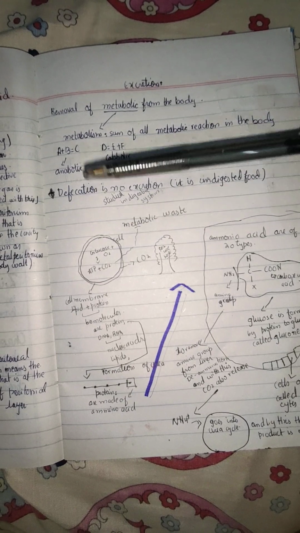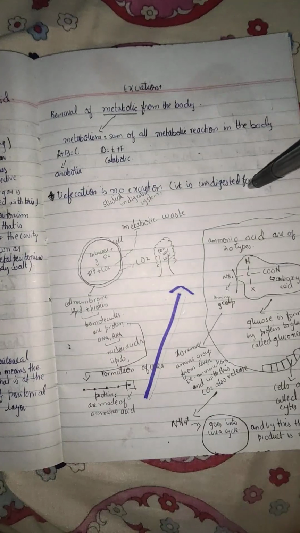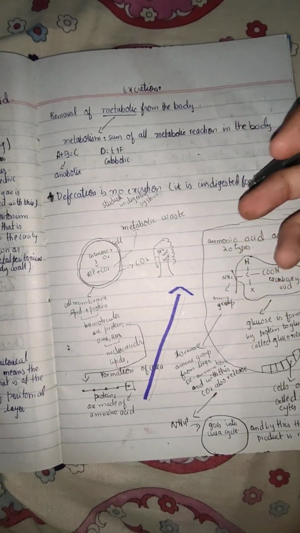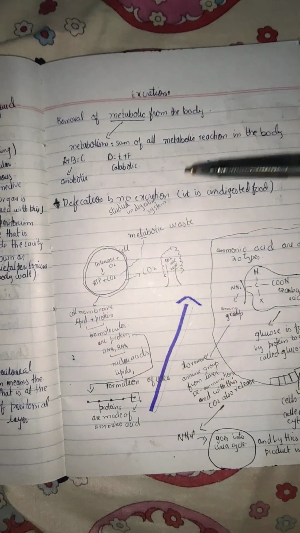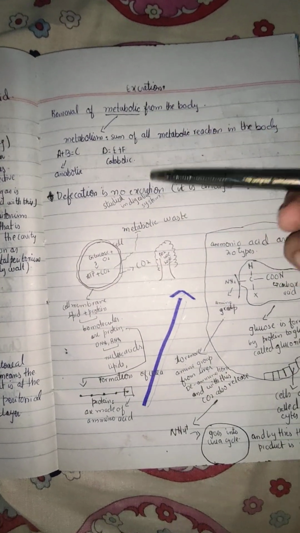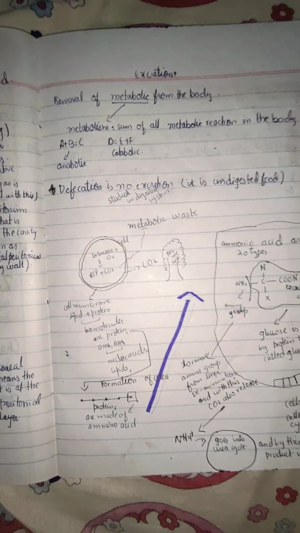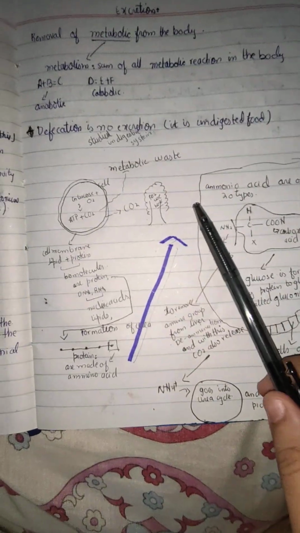And defecation means your waste material that is not digested. So here we will not be studying defecation because it is studied in the digestive system. So let's talk about how the metabolic waste is produced.